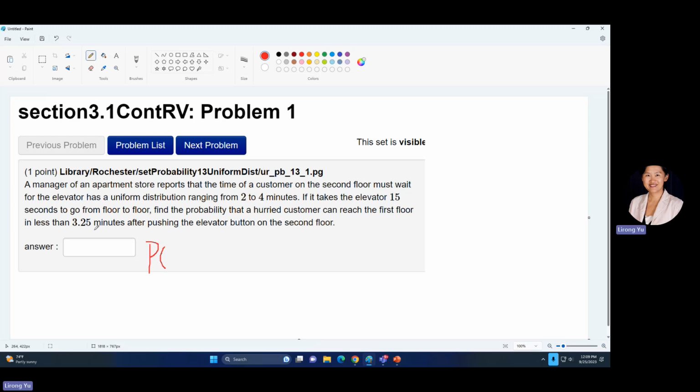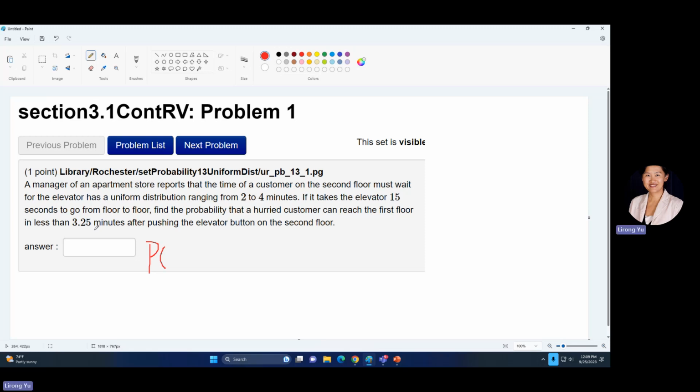I realize it's not the same question. It takes the elevator 15 seconds to go from floor to floor. That's the elevator's time. Find the probability that the customer reached the first floor. So we want to find the time the customer reached the first floor, not the waiting time, right? The waiting time is a different time than the time the customer reached the first floor. We wait for the elevator. Doesn't mean we're already on the first floor, right? You wait for the elevator and it gets here, and then you have to get on the elevator to get to the first floor.